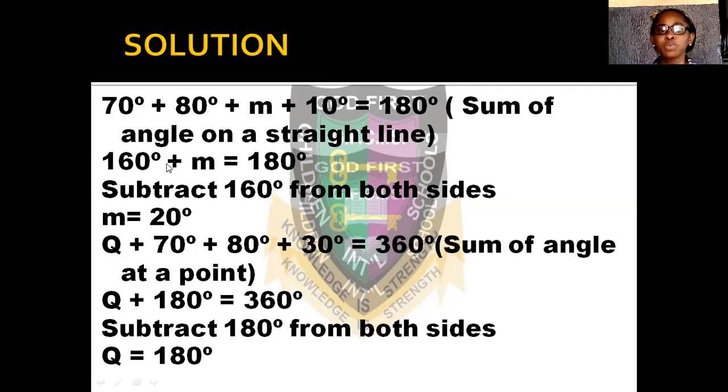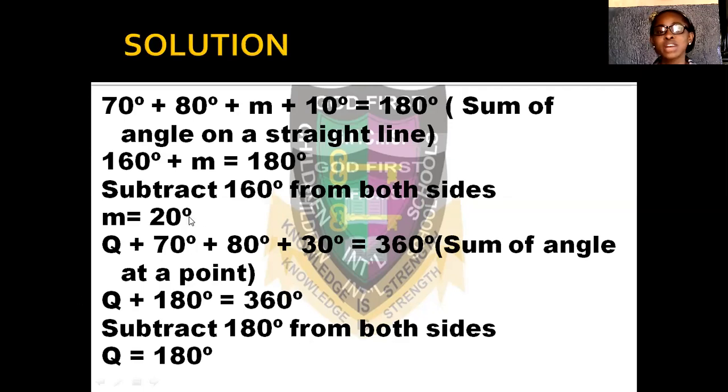So now the addition of 70 plus 80 plus 10, we have 160 degrees plus n equals 180 degrees. To get the value of n, we subtract 160 from both sides. 160 degrees minus 160 degrees is 0, so we are left with n. Now 180 degrees minus 160 degrees is equal to 20 degrees. So now n is equal to 20 degrees.